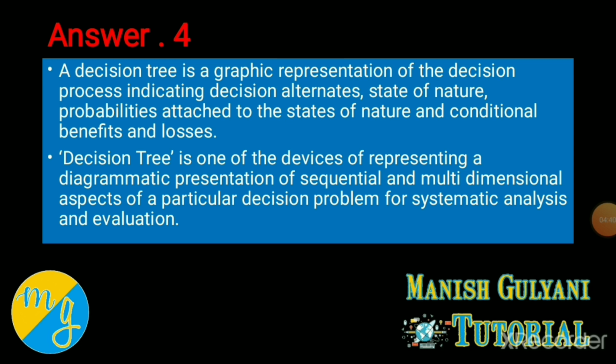Now what is decision node? Decision node simply means the initial point of all your alternatives, the starting point of all your alternatives. Whenever you have to take a decision between your alternatives, you have to show it by a square, meaning it is denoted by a square.